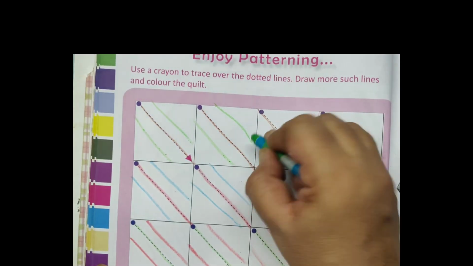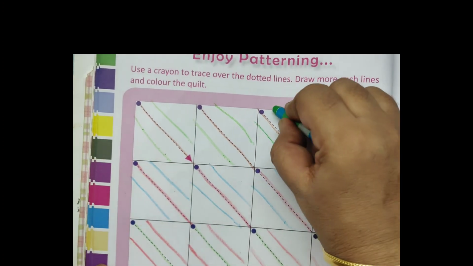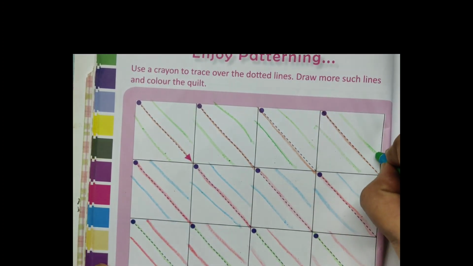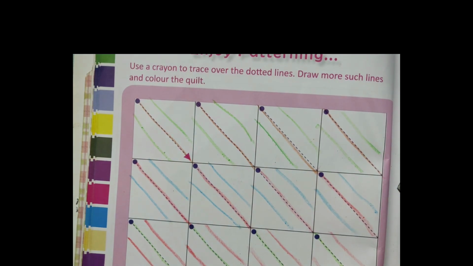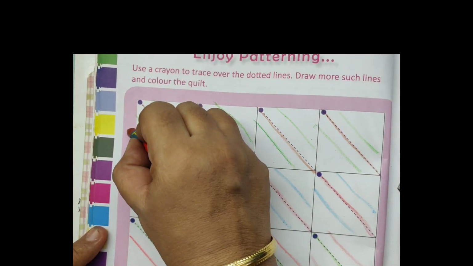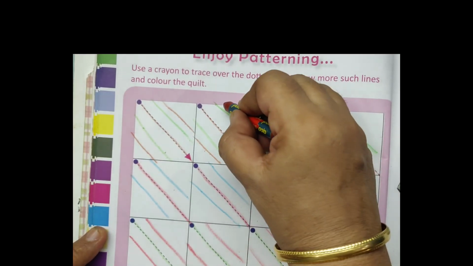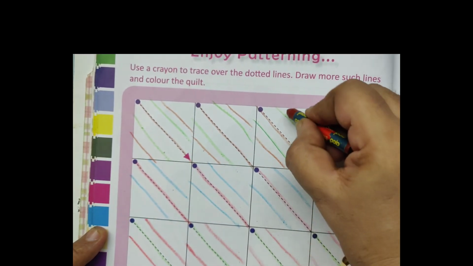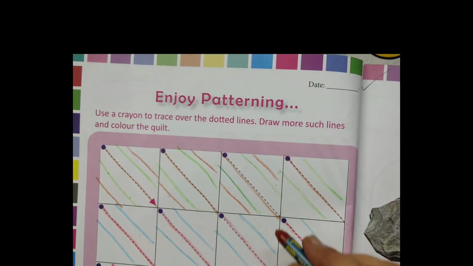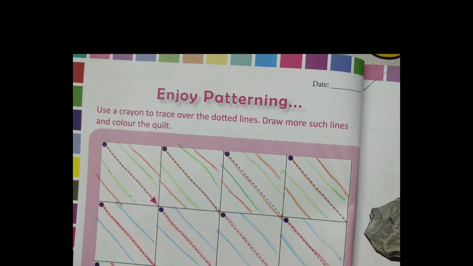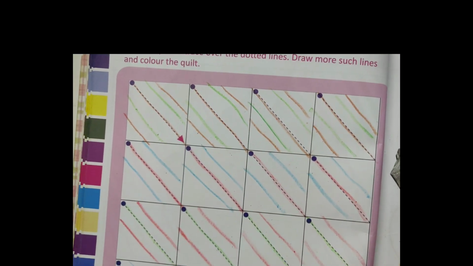Slanting line. This is slanting line. We can draw one more line. This is slanting line. This is quilt. Trace over the dotted lines and complete the quilt.